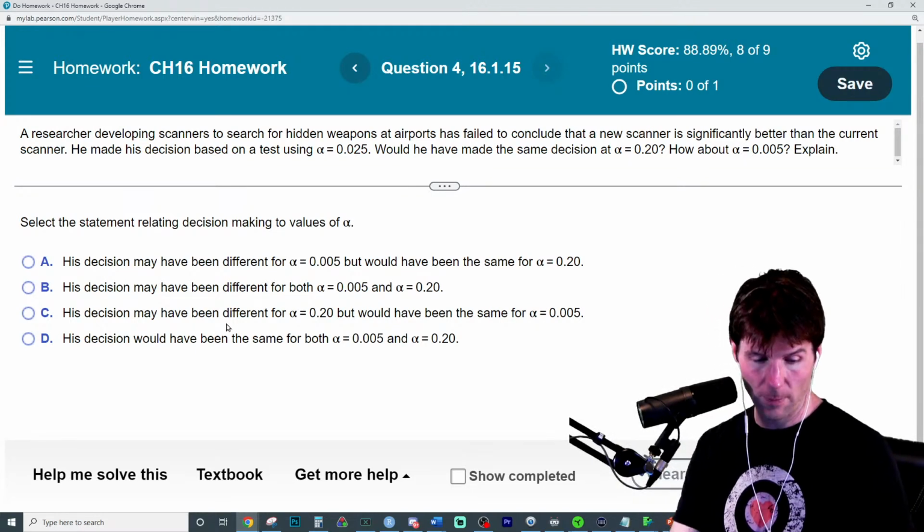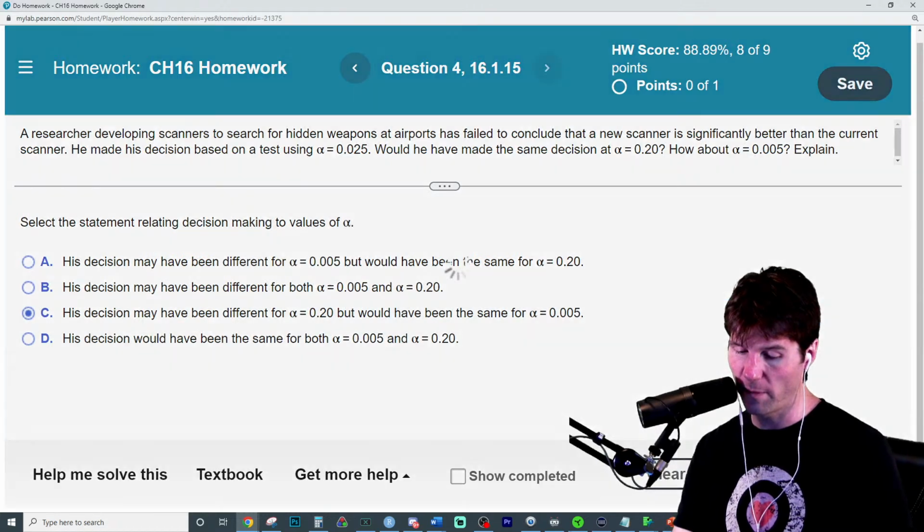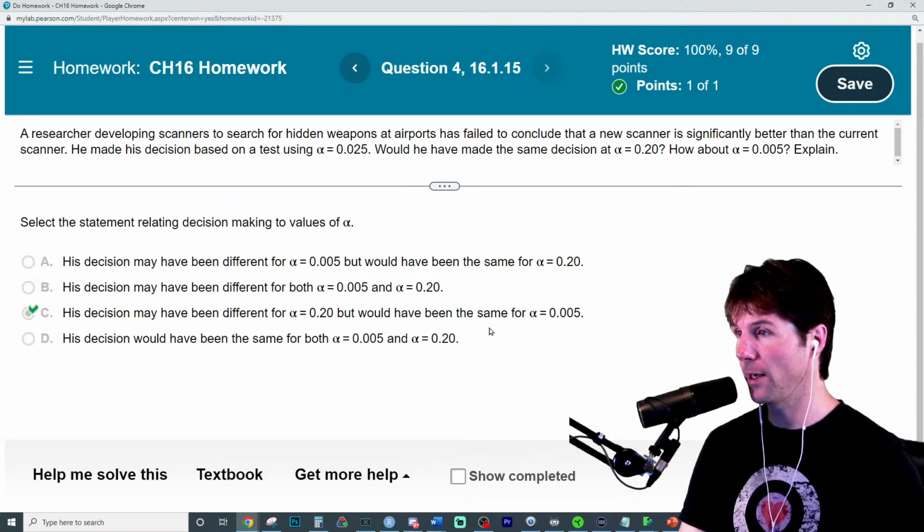So it would have been the same. It may have been different at the 0.20, but it would have been the same at the 0.005. Woo, 100%. Good question. That's a really good tough one. But see if you get it.